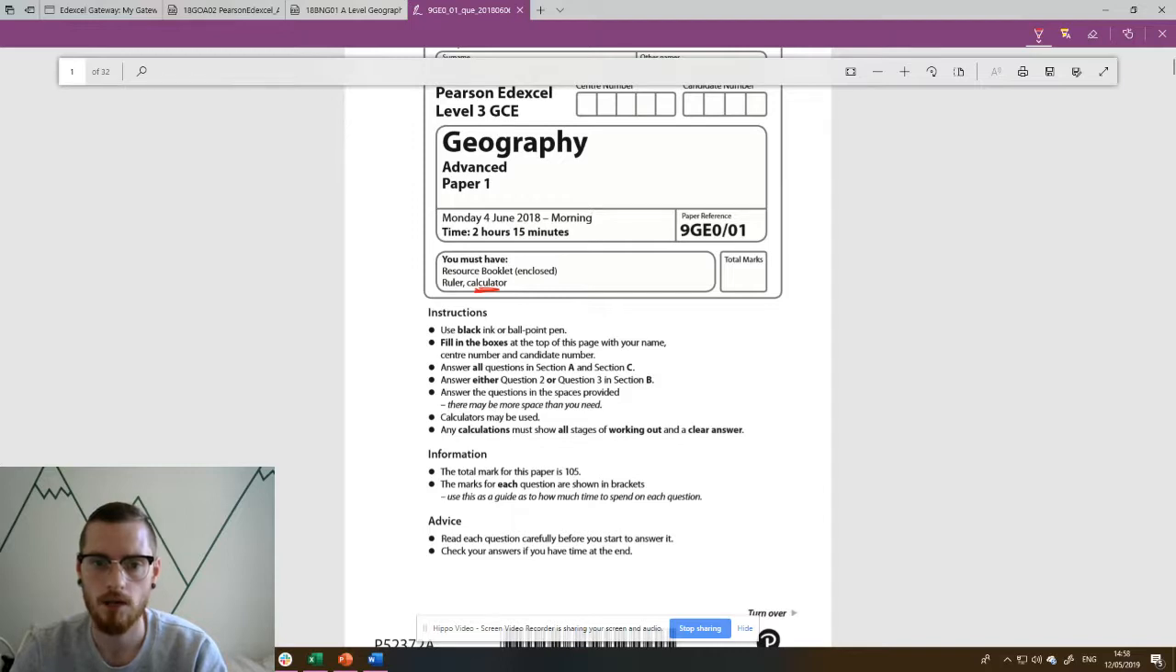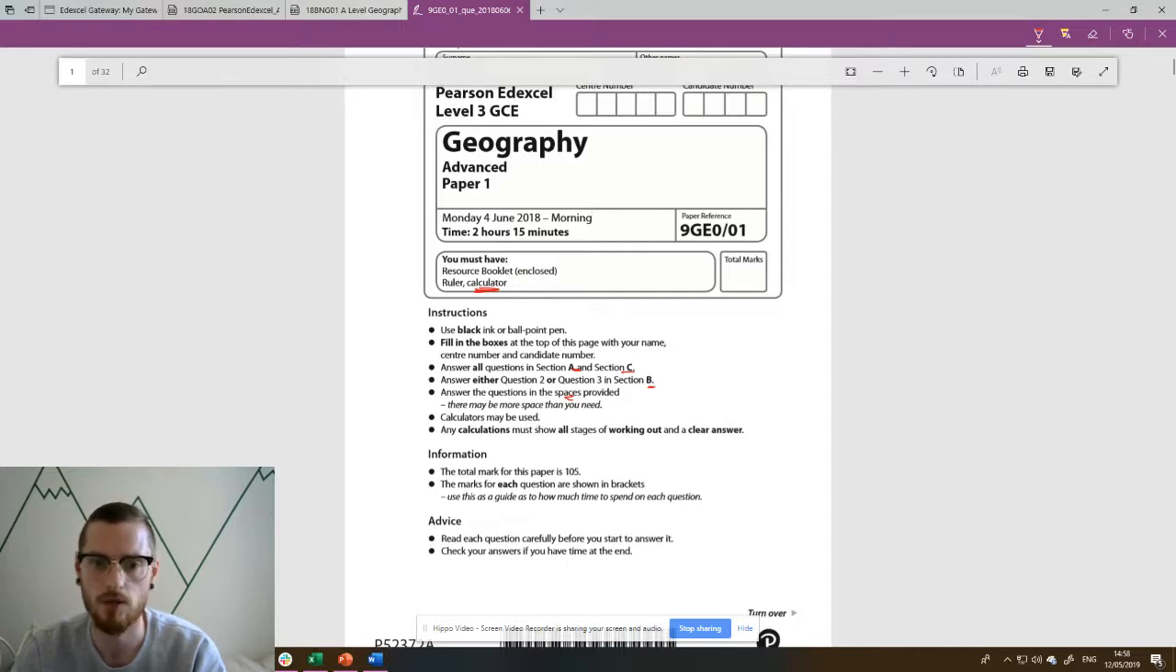We move down here. You need to answer all questions in section A and section C. And there's a choice in this exam between question 2 or 3 in section B. Basically, it's between glaciation and coasts. You've been told coasts, so you must tackle coasts. Obviously, you need to answer the questions in the spaces provided, although additional space is also provided.